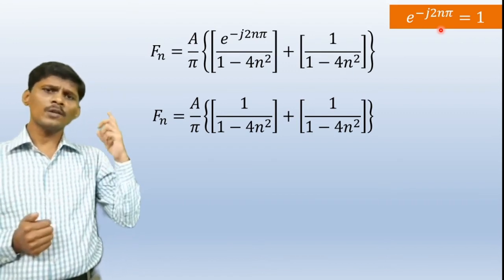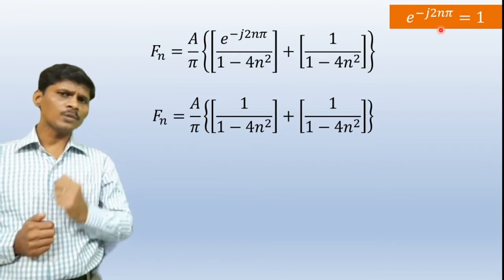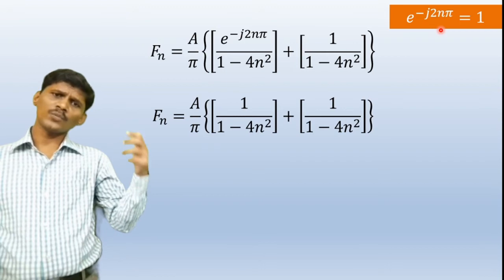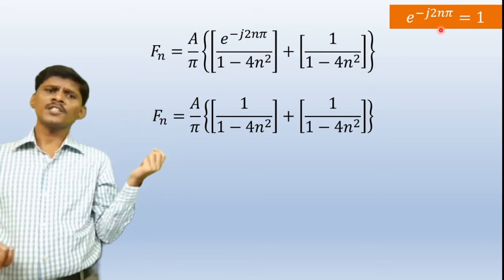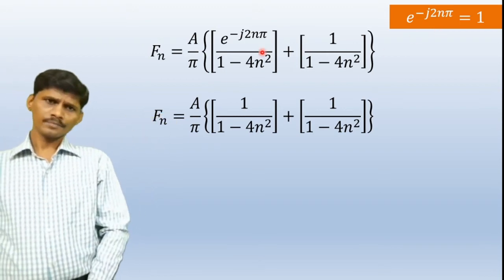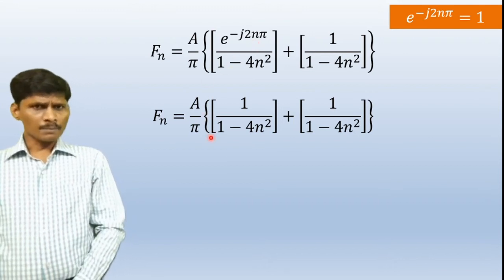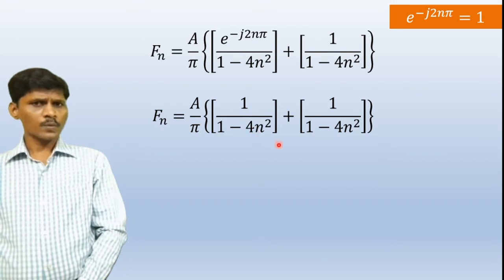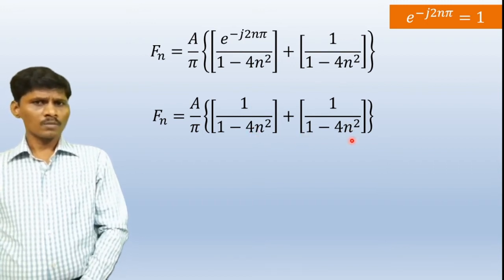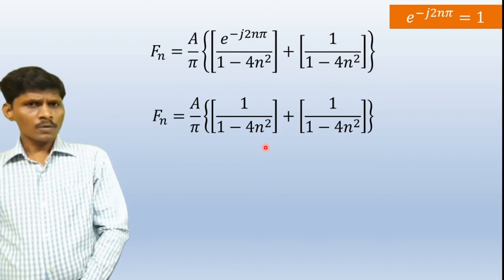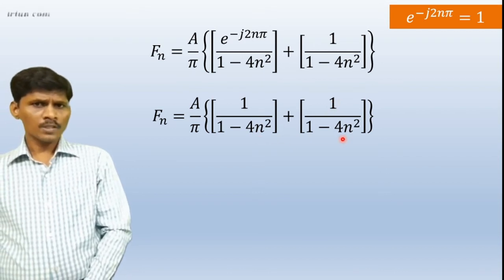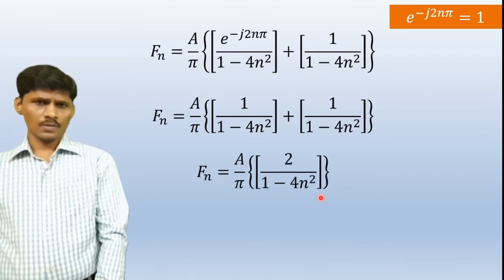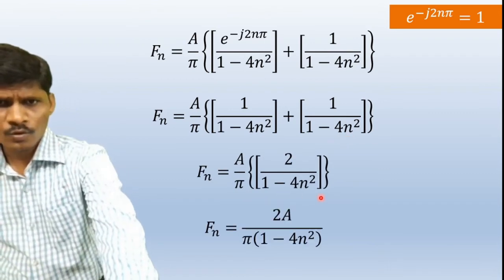What is the cos 2 pi value? 1. What is the sin 2 pi value? 0. 1 minus 0 is 1. For all different values of n, e power minus j 2 pi n is equal to 1. Therefore A by pi into 1 by 1 minus 4n square plus 1 by 1 minus 4n square, that is 2 by 1 minus 4n square. So that is the coefficient Fn.